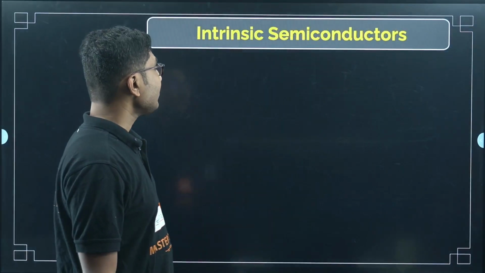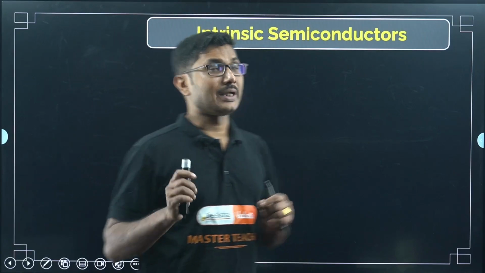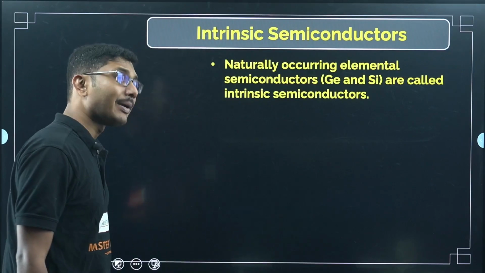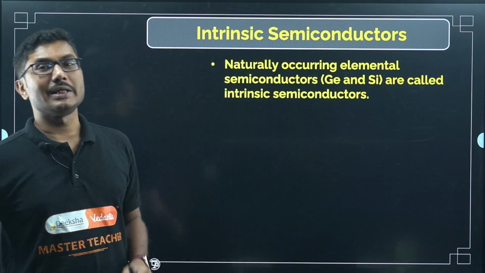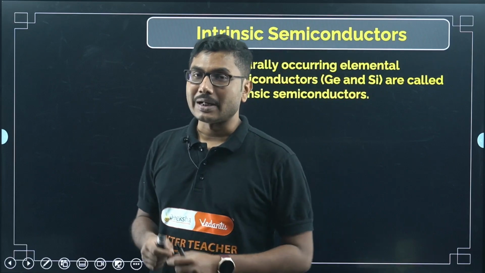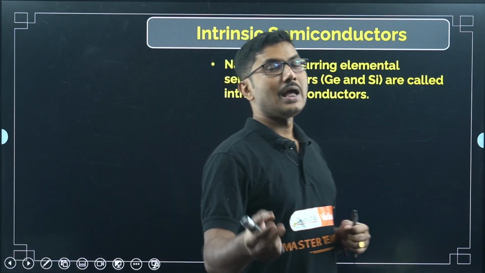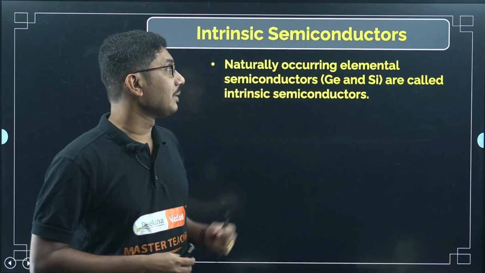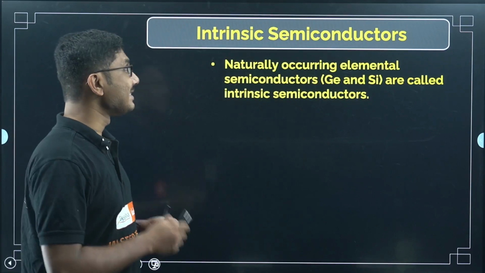Now let's start with intrinsic semiconductor. What is the meaning of intrinsic semiconductor? Naturally occurring elemental semiconductors, germanium and silicon, are called intrinsic semiconductors. We discussed yesterday what elemental semiconductors are. Elemental semiconductor means those which are found in element form. You can take a compound and extract the element from it, and if it is a natural semiconductor, then it is called an elemental semiconductor. So they are intrinsic semiconductors.